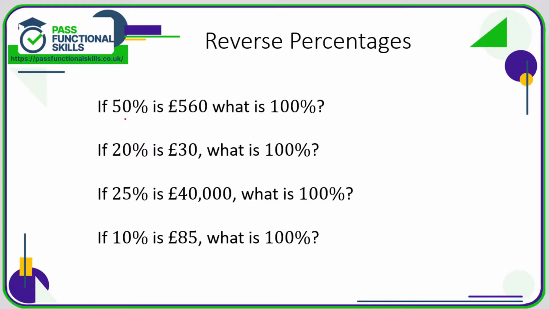So this was similar to the example I just gave you. If 50%, which is half, is 560, then 100% is double 50. So what is double 560? 1,120. If 20% is 30, what is 100%? Well, 100% is 5 times greater than 20%. So 100% must be 5 times 30, which is 150.